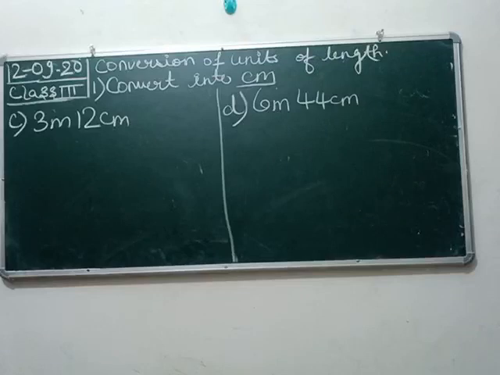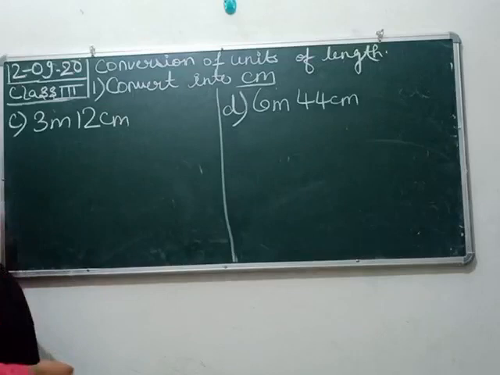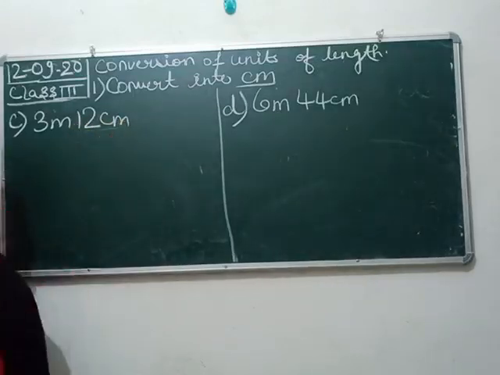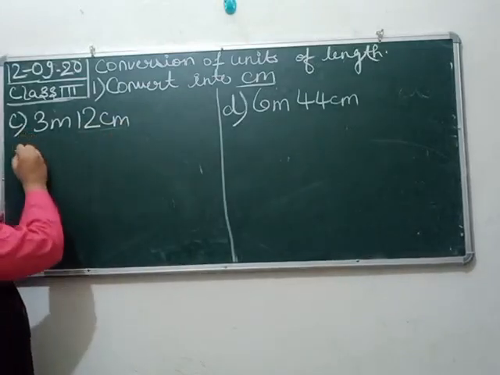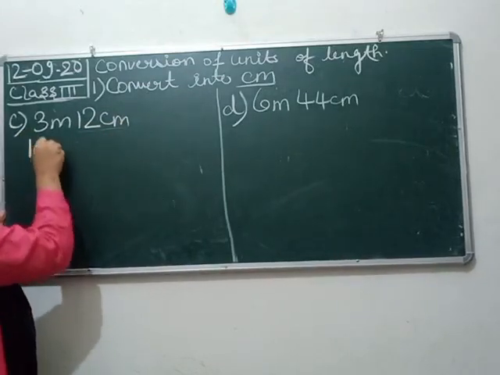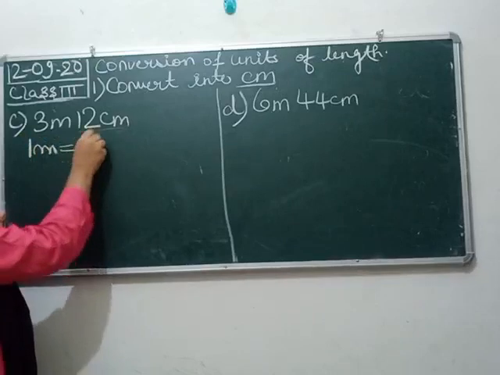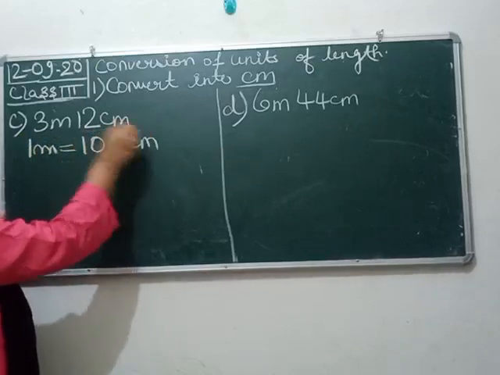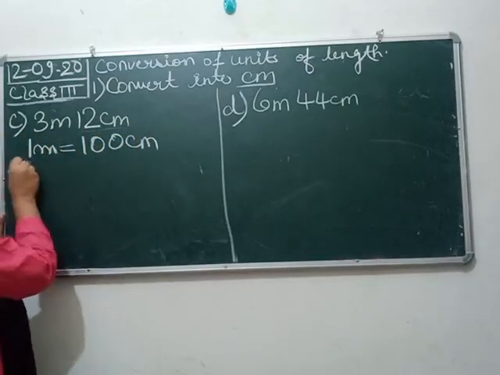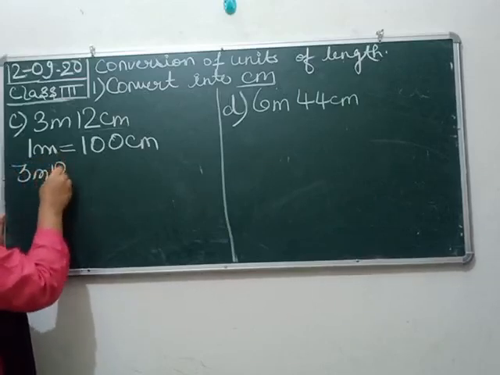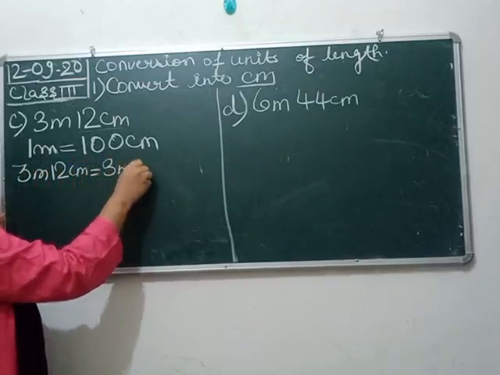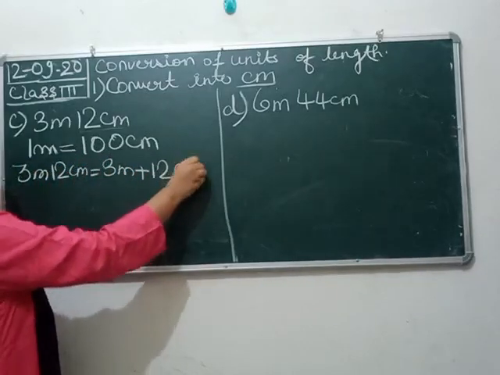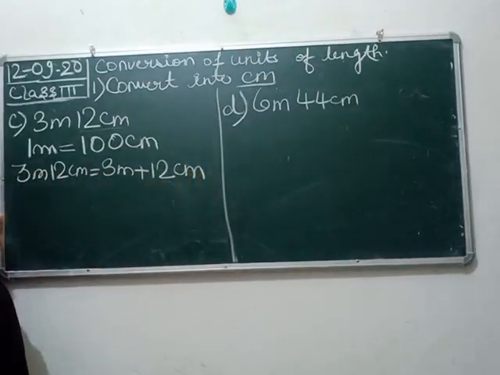Okay, let us do. So 3 meter 12 centimeter. See, here the centimeter part is also given. So what we will do? First line will remain the same, that is 1 meter is equals to 100 centimeter. Now 3 meter 12 centimeter is equals to 3 meter plus 12 centimeter.